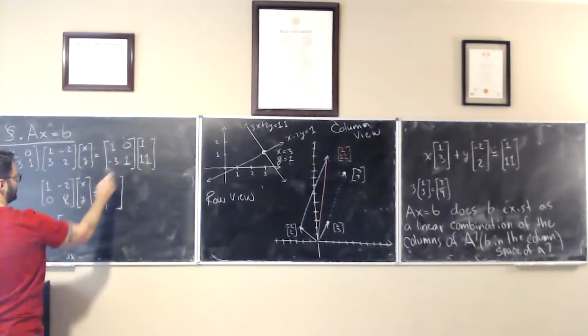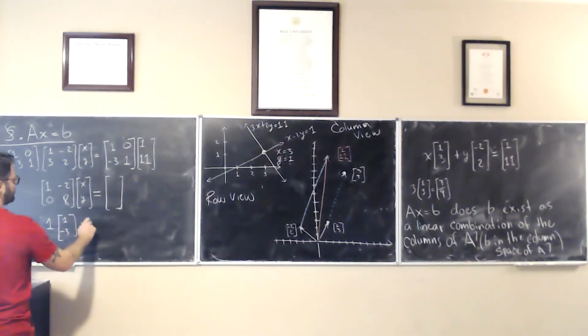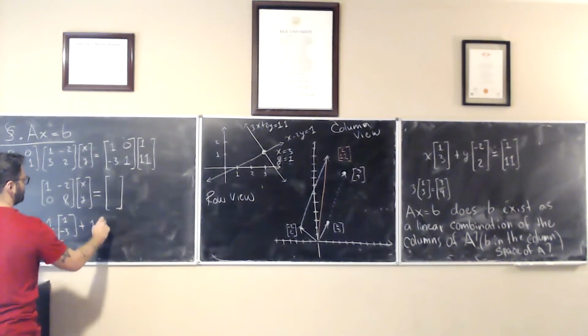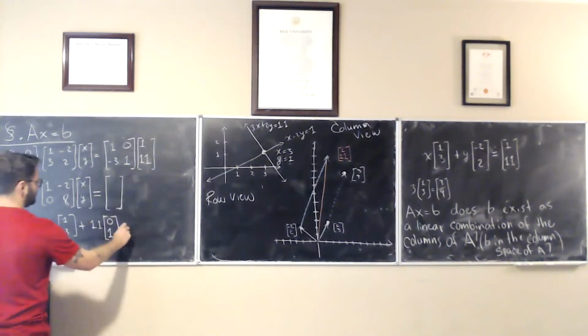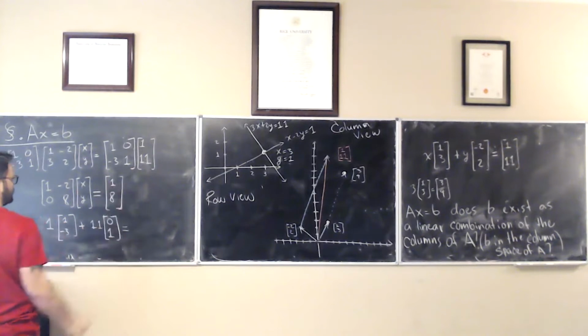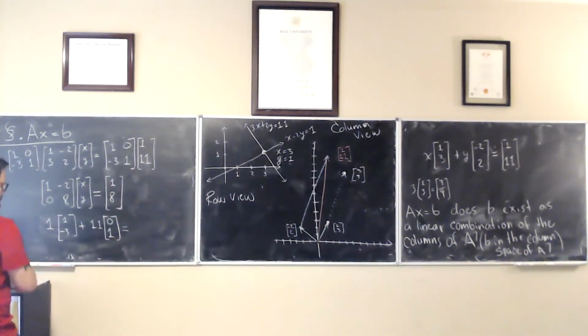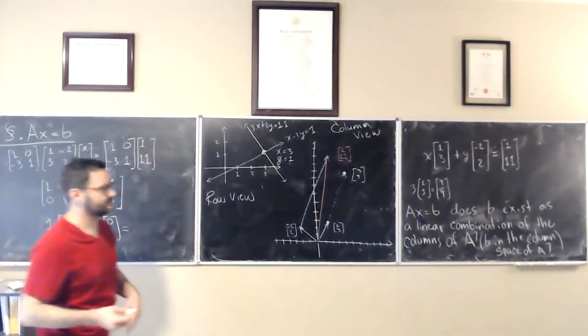So that product is going to be 1 times this plus 1 times this. Oh, so it's just 1, 8. Yeah. See? That's all it is. It's 1 of the first column, 1 of the second column. Add them together.